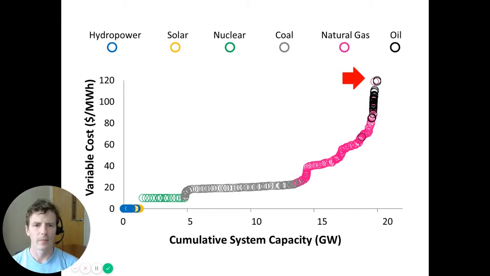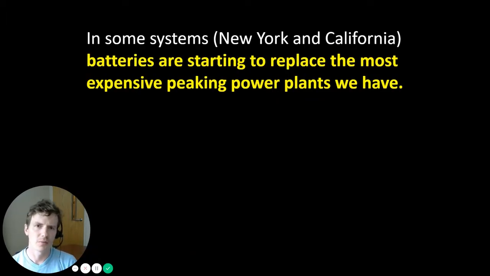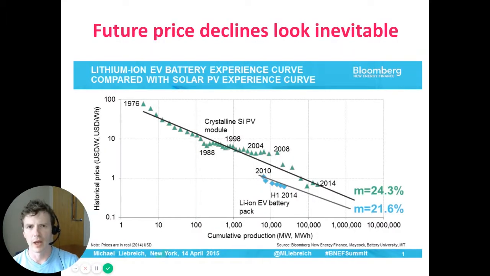But as the cost of batteries declines, they will become more and more competitive in an economic sense with a broader swath of generation technologies that we see in the system supply curve. You could think about it as the cost of batteries declines, they start to fall along this system supply curve and potentially could start to replace more and more types of different generation. Already in some systems, New York and California, batteries are starting to replace the most expensive peaking power plants that we have. And future price declines look inevitable.